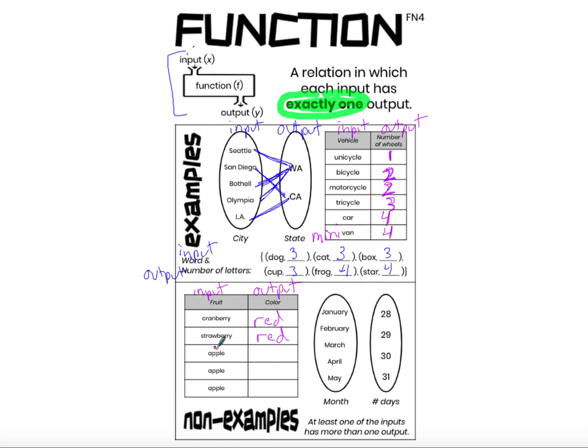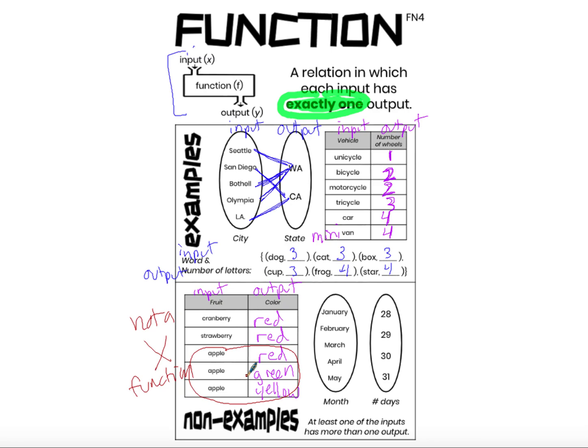Where it all falls apart is with apples. Hey guys, let's eat apples to celebrate the last day of school. Well, some of those apples are going to be red, some are going to be green, and a few might be yellow. So this is the part right here that makes this a non-example. This is not a function. Not a function.